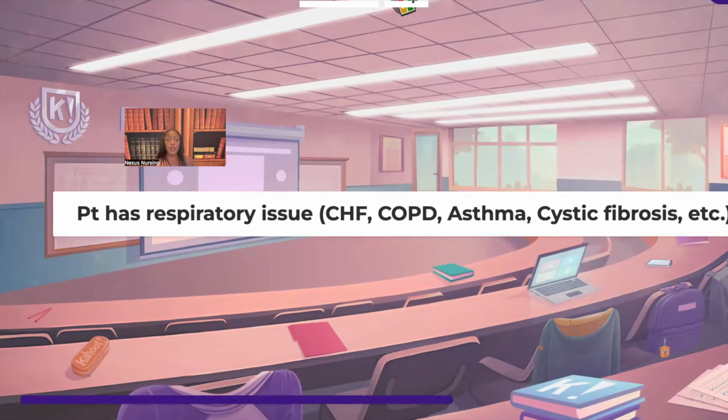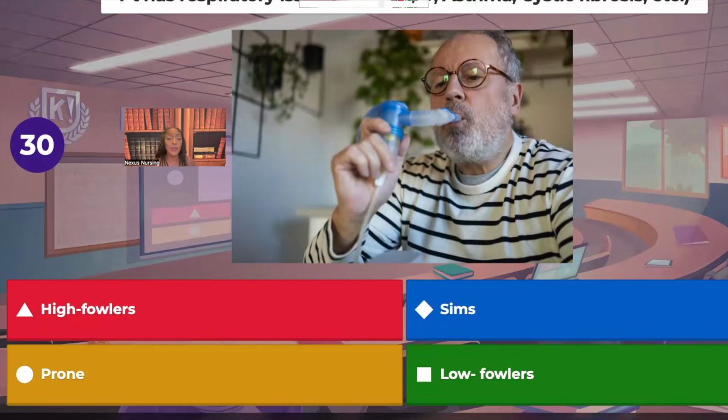Your patient has a respiratory issue. I don't care what it is. CHF, asthma, cystic fibrosis, whatever. If they have a respiratory condition, what position are you expected to place that patient in? High Fowler's, Sims, prone, or low Fowler's?